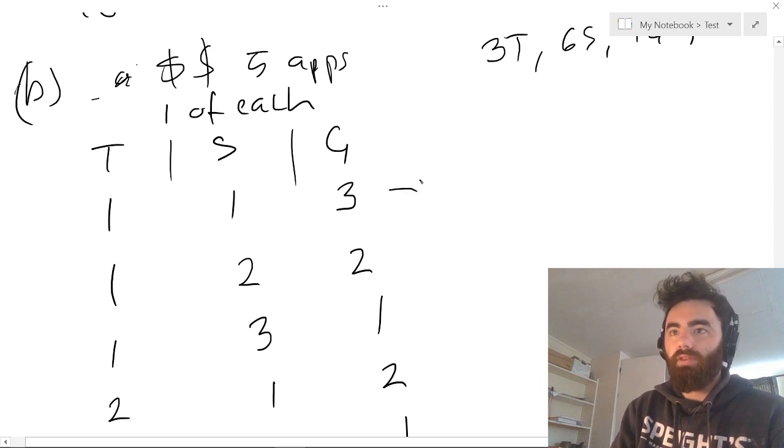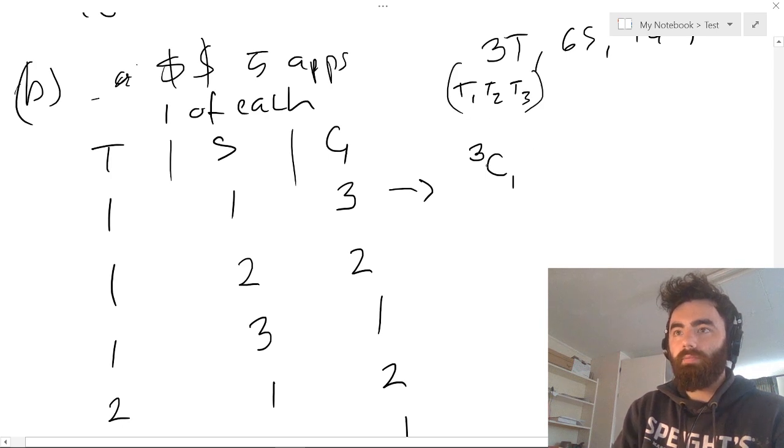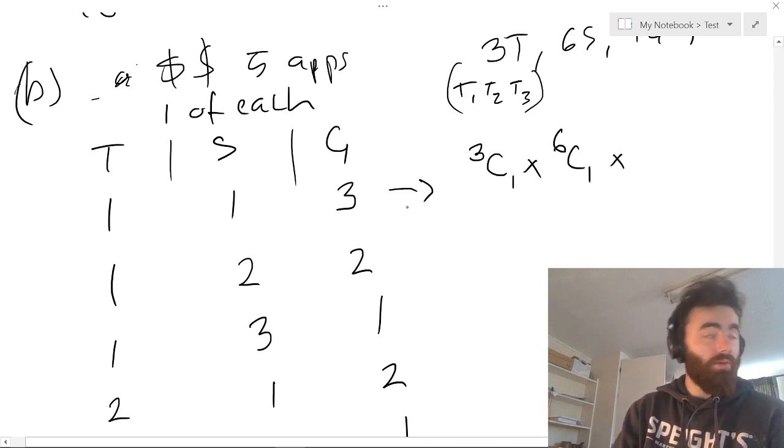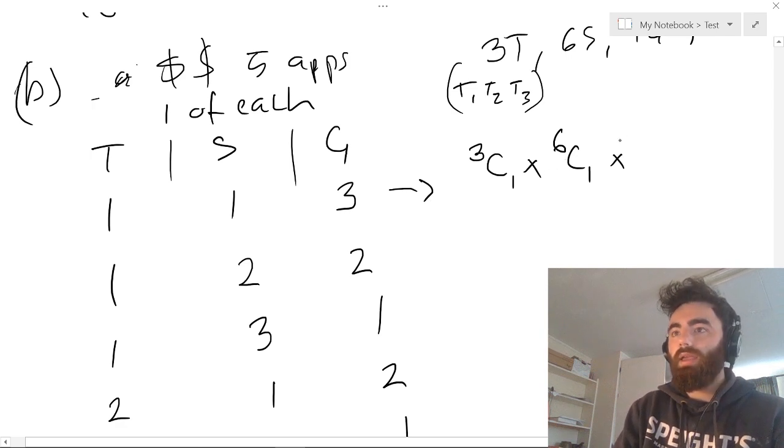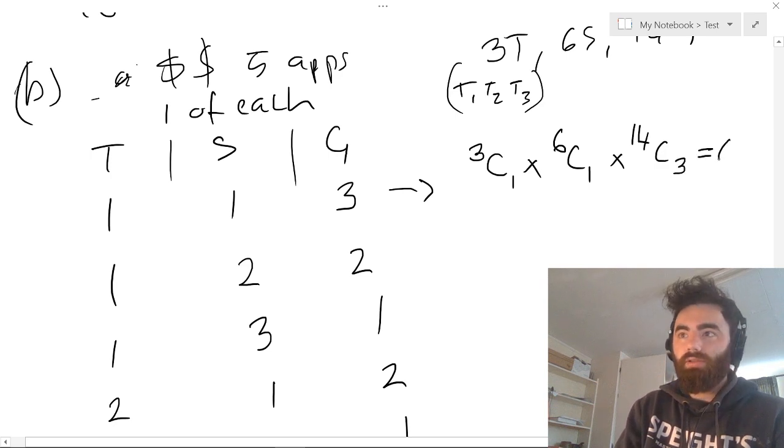And then all you do is you calculate for each one the total number of ways she could pick. So for this one, the number of ways she can pick 1 train app from 3. Because remember, these are different apps, so it matters which one she picks. Times the number of ways she can pick 1 of the 6 social apps. And times the number of ways that she can pick 3 game apps from 14. And then you work out what that is, which is 6,552.